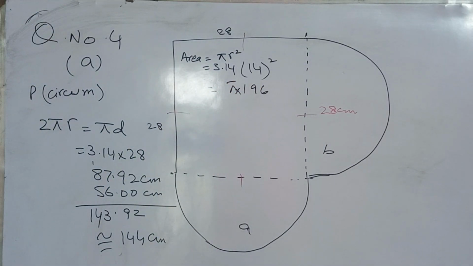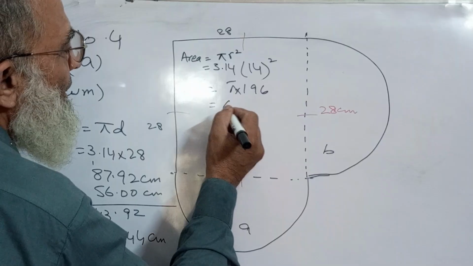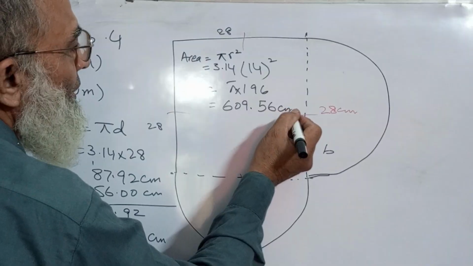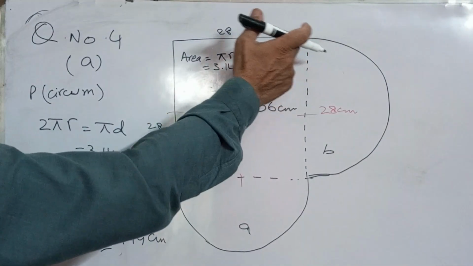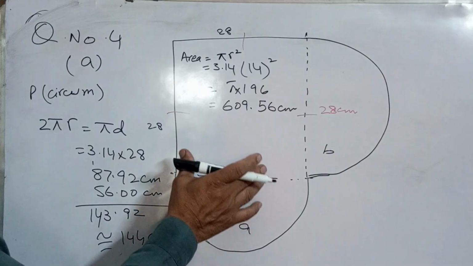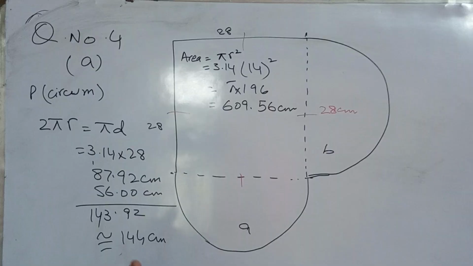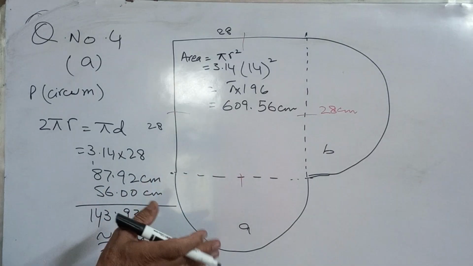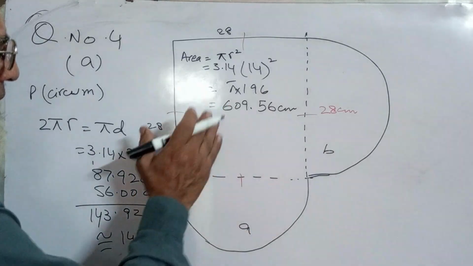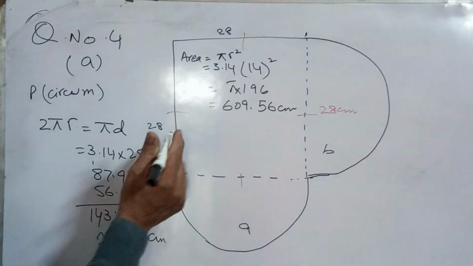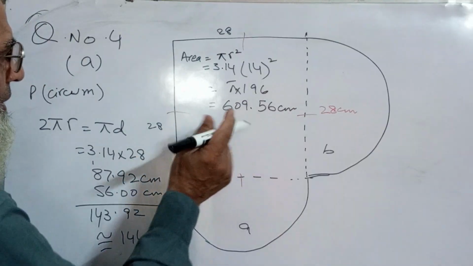So it will become 196 multiplied by 3.14 equals 609.56 centimeter square, and the area of the square also. Now you see, we have to take the full area because this area includes this. Whatsoever is in this figure is the area. So this heart shaped figure or whatsoever is included in this is area.